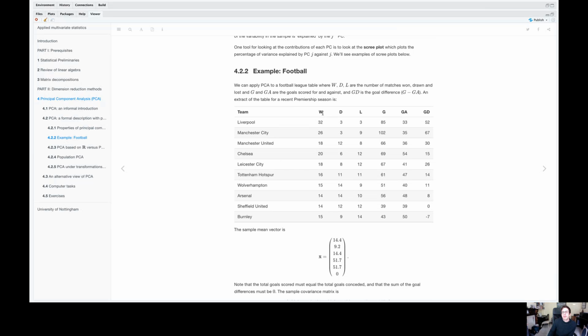For each team, we have the number of wins scored by the team, the number of draws, the number of losses, the goals scored by the team, the goals conceded by the team, and the goal difference.